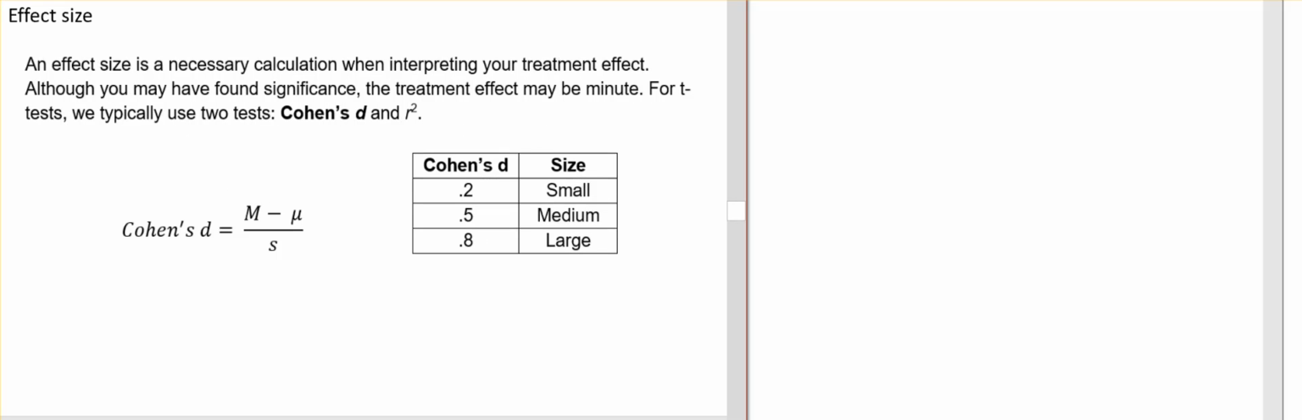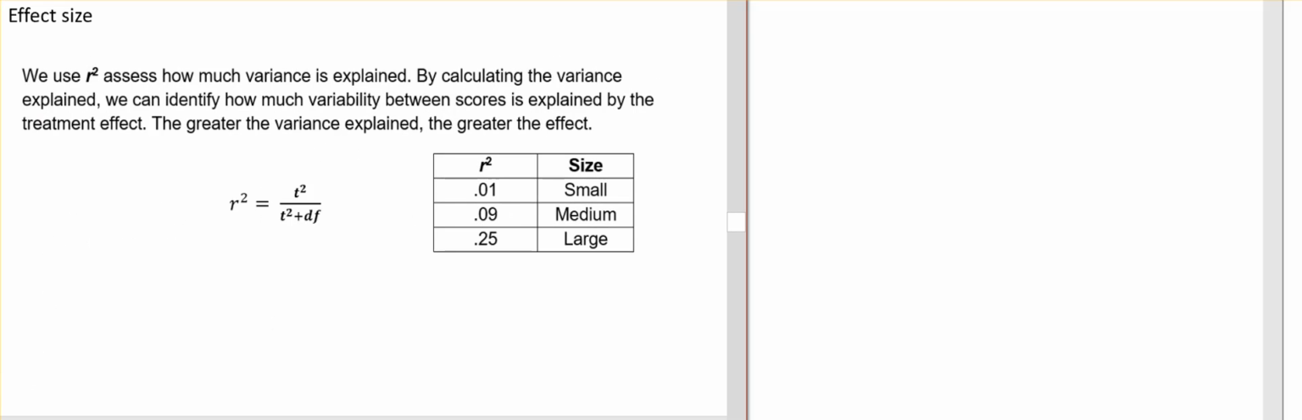This is Cohen's d. We're going to use Cohen's d in order to interpret this treatment effect after looking at whether or not we have statistical significance. This is something we will dive into a little later, but just know that there are two different types of effect sizes you can use, and we're going to be using Cohen's d.